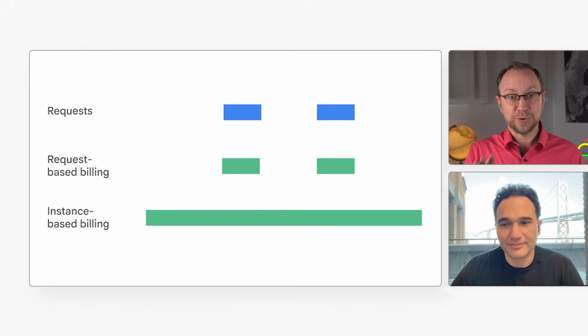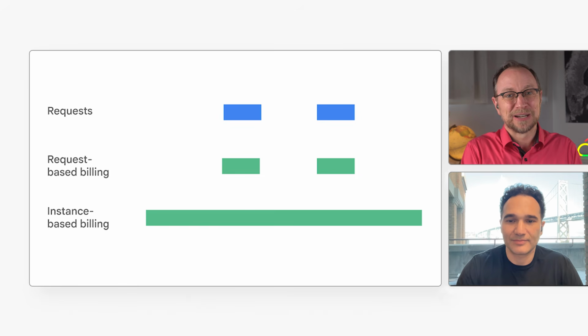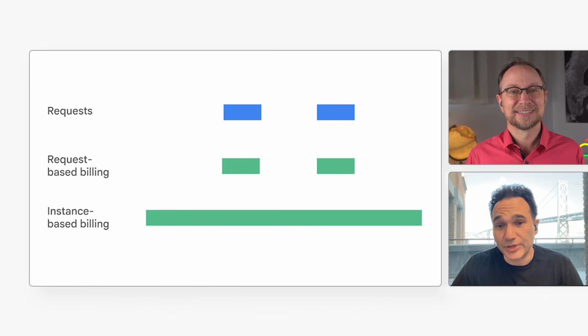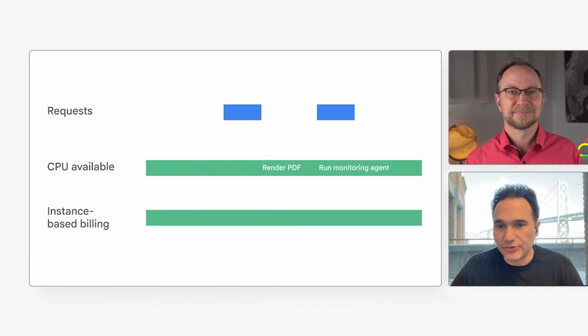Okay, so the request-based billing model sounds great. Why would I ever want to use the instance-based billing model, where I also have to pay for the time between requests? So 2 reasons. Your code may need it, and it may save you money. Your code may need to finish work after returning a response to the user. For example, it may need to render a PDF after responding. Or you may use a monitoring agent, like OpenTelemetry, that needs to run in the background.